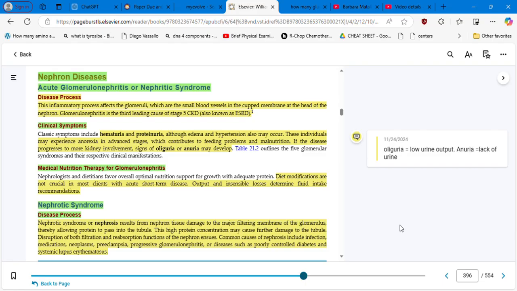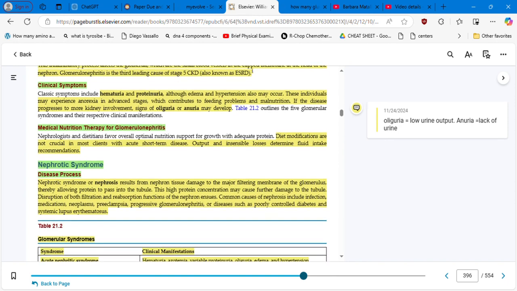These individuals may experience anorexia in advanced stages, which contributes to feeding problems and malnutrition. They don't want to eat, right? So the body is basically looking for protein inside the storage. And that is why also the protein is being eliminated in the urine. If the disease progresses to more kidney involvement, signs of oliguria and anuria may develop. So oliguria is low urine output, and anuria is lack of urine, okay?